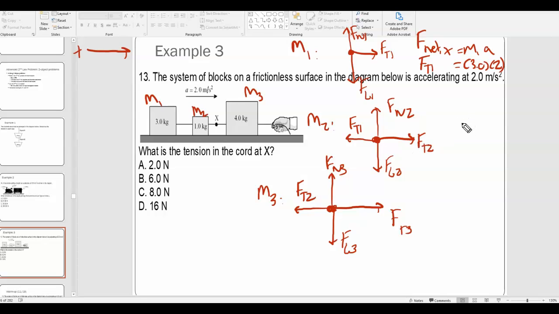For mass 2, I have F net x equals m2ax. That is 1.0 times a, times 2. I keep missing that 2 for some reason. The acceleration is 2. It's given in the question. I write down the sum of the forces. On the left side, I have FT2, which is in the positive direction, minus FT1. And then for mass 3, I do the same thing.